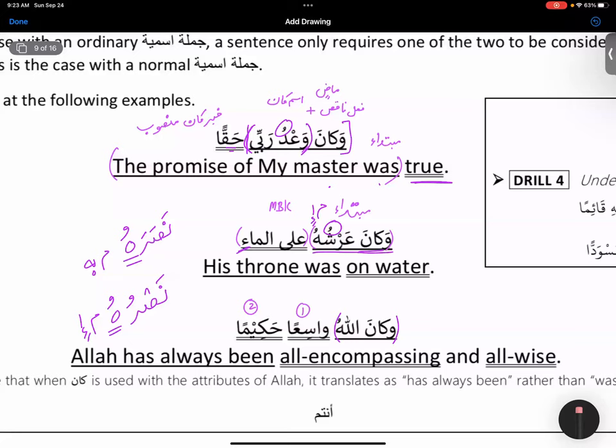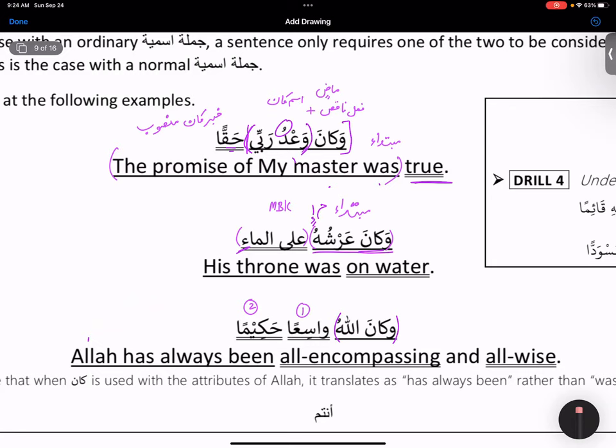Ustada, I have a question on the first one. We are translating as the promise of a master while we don't see any al there with wadu. Wadu Rabbi, my Rab. Because of the Rabbi, we are using the promise, not my master, right? It is now proper. Yeah, so that's making the wadu also proper. These things should be all clear. We should not be confusing maful bihi and mudafilehi, right?